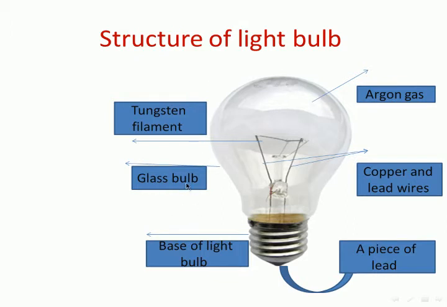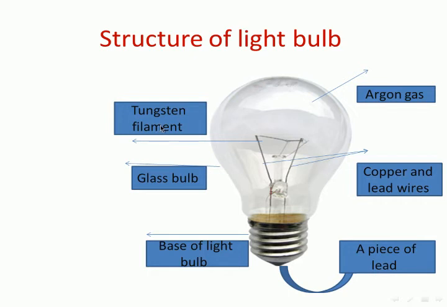Its structure consists of a very thin layer of glass filled with argon gas, and argon gas is an inert or inactive gas; it doesn't burn and doesn't help in burning. The function of the glass bulb is very important because it prevents air from reaching the bulb and prevents the bulb from burning. So we use argon gas instead of air to prevent the bulb from burning.